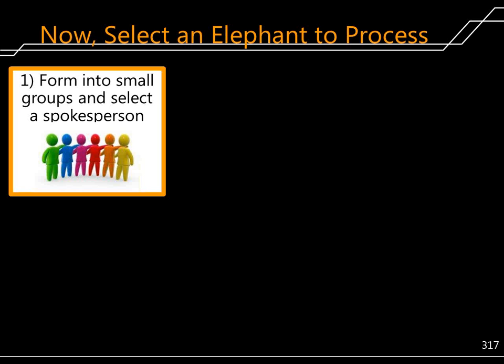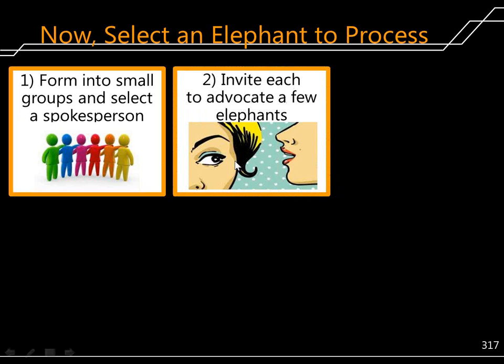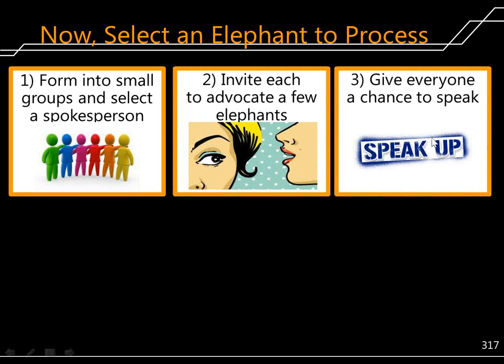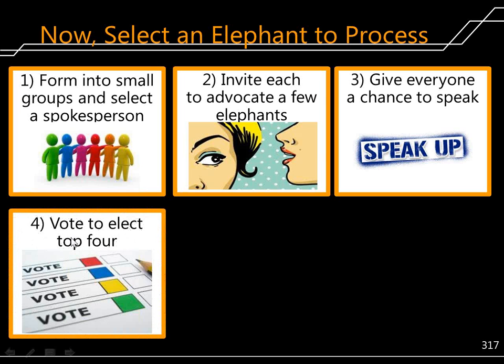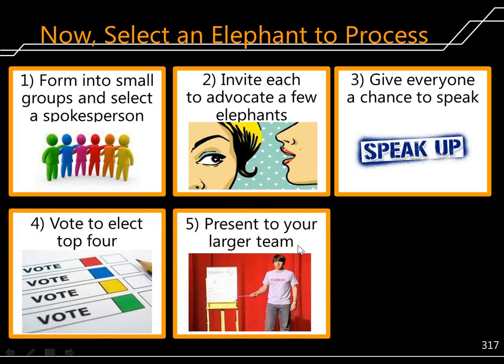And then you hand them out, let them think about them, and have them do some kind of process where they can invite each person in the group to argue the case for 1 or 2 elephants. The first thing they do is select a leader or spokesperson for the team, then get the team members to talk about it. And then the spokesperson makes sure that it moves orderly, it doesn't take too long, everybody gets a chance to talk. And then they should do some kind of a voting process or something to pick the top 3 or 4. Then the small groups present them to the larger teams.